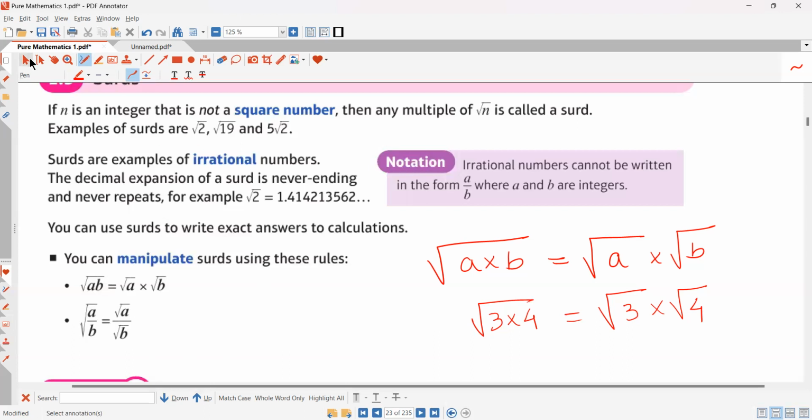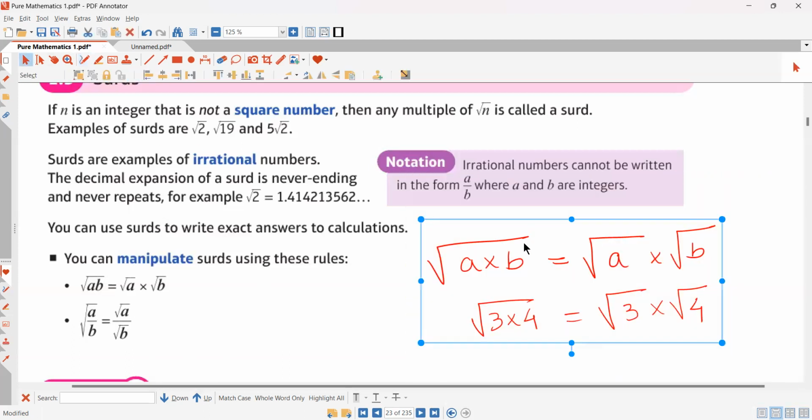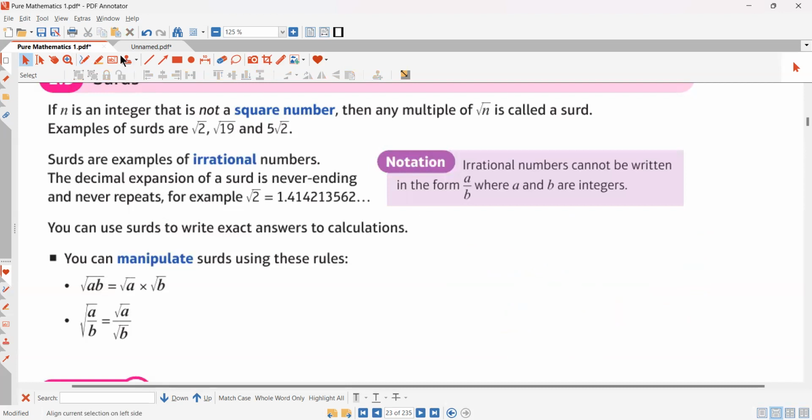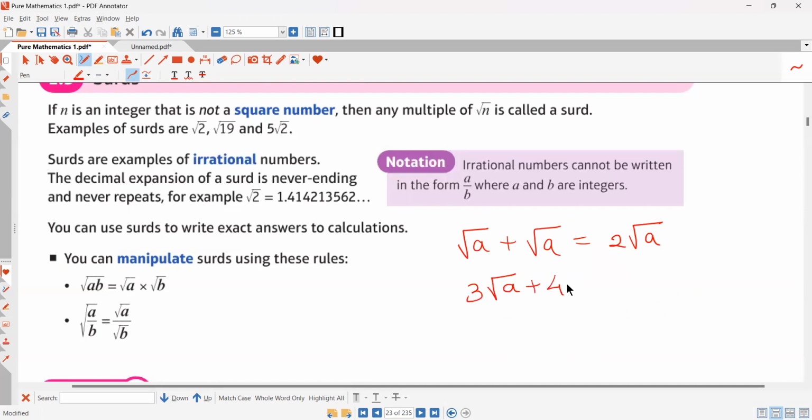Okay, but there are some basic things that you guys are supposed to know. For example, if it is a like term, it gets added. For example, root a plus root a is going to be 2 root a, because they both are root a. If somebody gives you 3 root a plus 4 root a, it's going to be 7 root a. Why? Because they are like terms. This is another thing you guys are supposed to know.